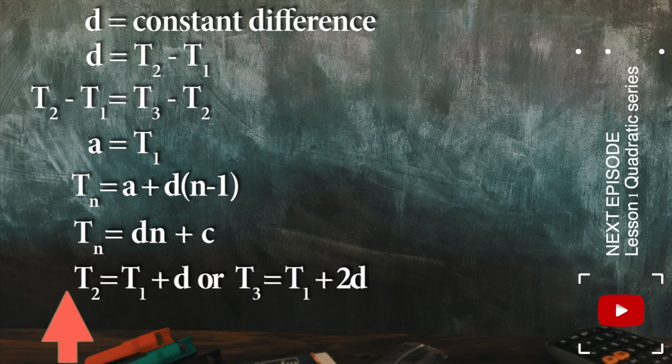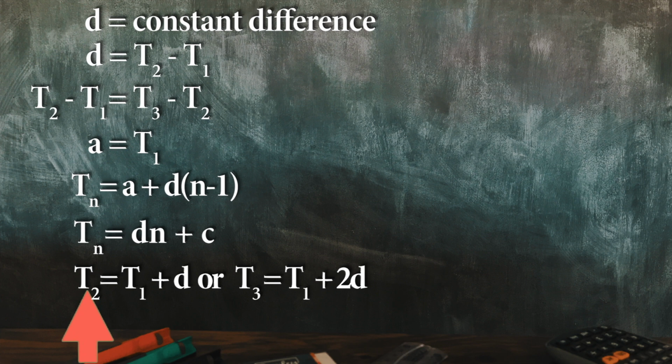Then we also learned that we can rewrite any term in terms of term 1. So for example, term 2 is equal to term 1 plus 1 constant difference. We can also say that term 3 is equal to term 1 plus 2 constant differences. And how do we test it? This 1 plus the amount of constant differences will give us this term's position, which is a 3.